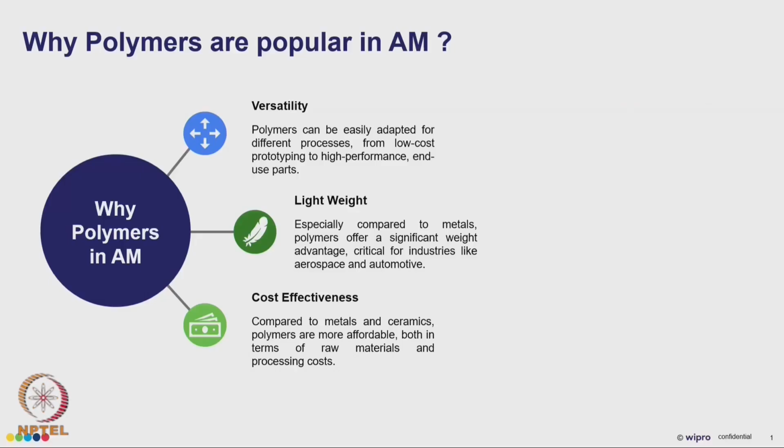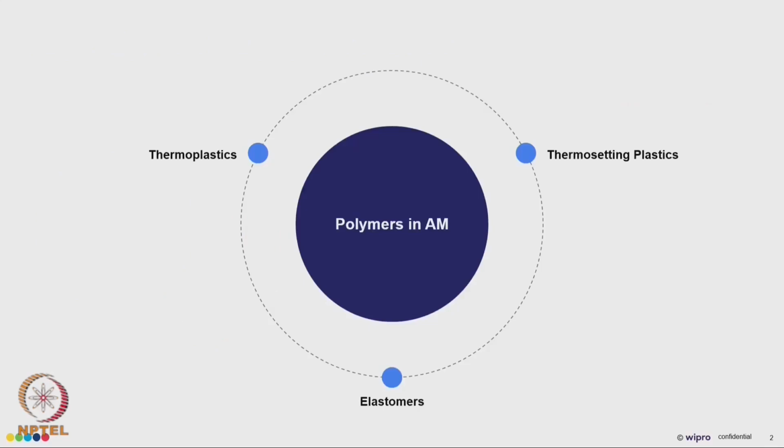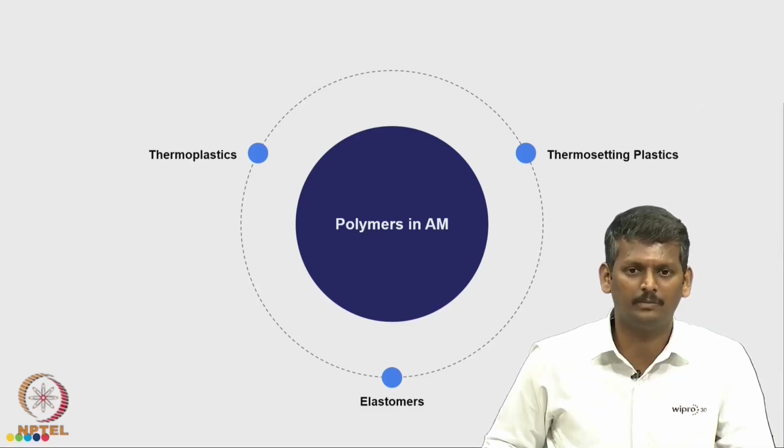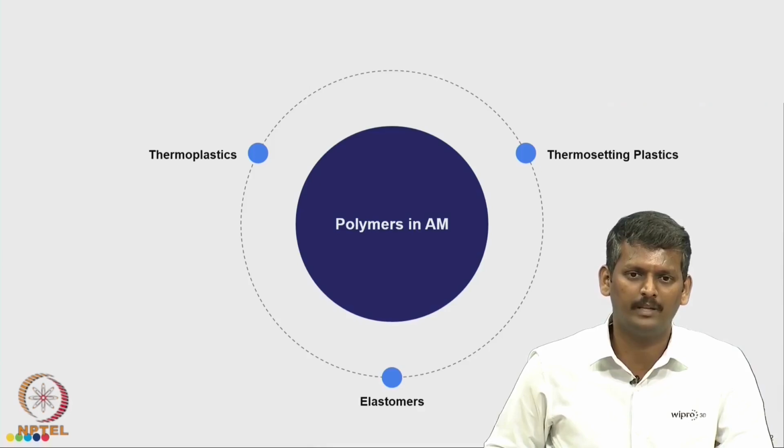Hello everyone, let us see the summary of polymer materials and other materials in additive manufacturing. In this we have initially seen about why polymer materials are popular in additive manufacturing. We have seen its versatility, lightweight and cost effectiveness, because of which it is very popular, and we have seen three different categories of polymer material, that is thermoplastic materials, thermosetting plastic materials and elastomer materials. And we have seen in detail about all the thermoplastic, thermosetting and elastomer materials.